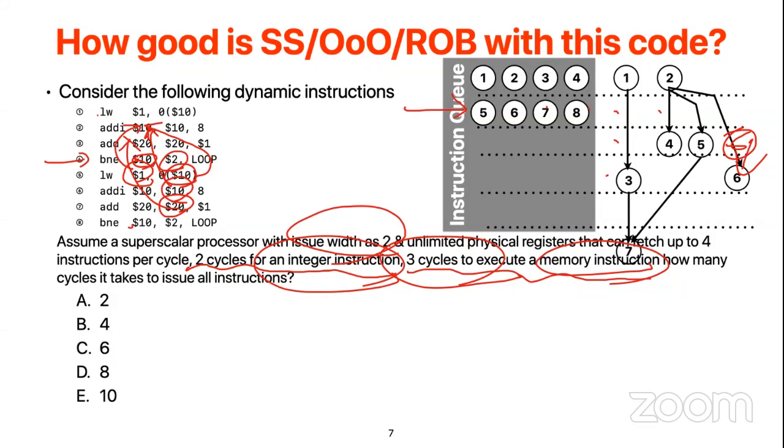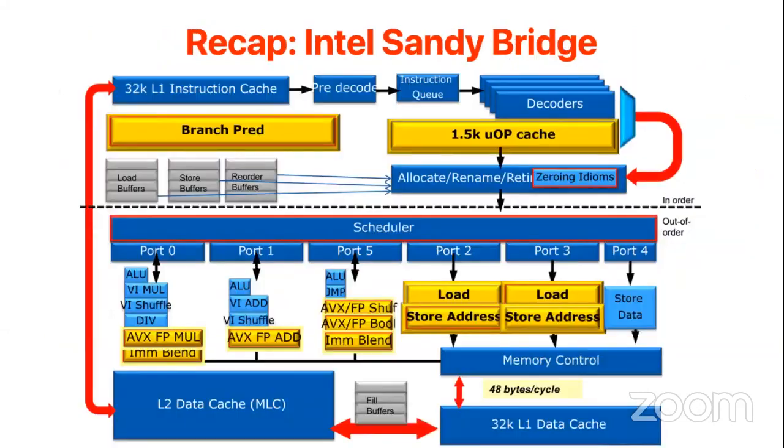It also depends on 1. If you look at 1, it's actually the outcome from 5, and for 5, 1, 2, 3, it's also ready here. So if I put everything together, the answer to this question would be 6. All right, so that's another walkthrough of the superscalar out-of-order issue and reorder buffer processor.